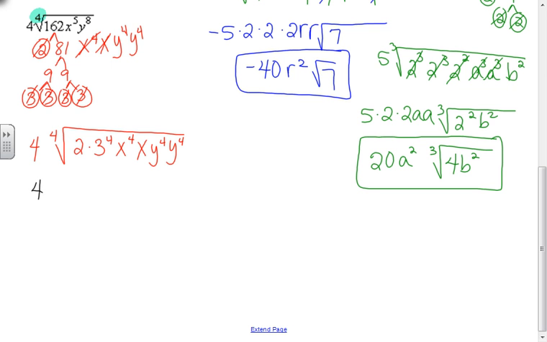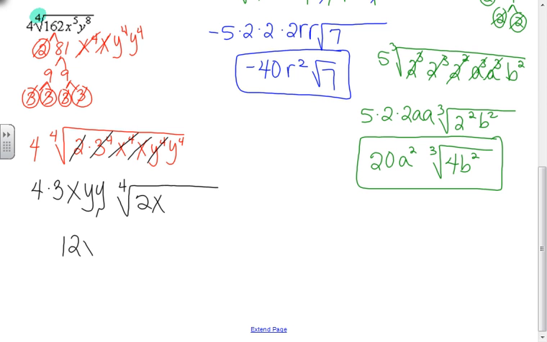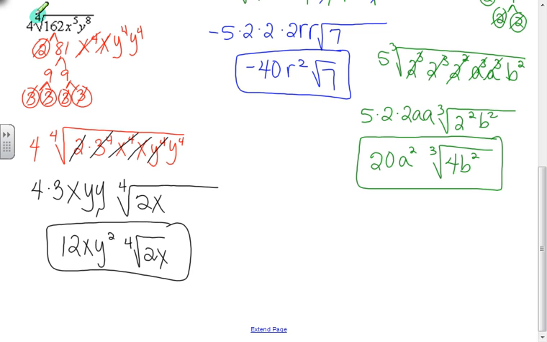So now I have 4 and my leftovers. Can I take the 4th root of 2? Nope, so that stays under the radical. The 4th root of 3 to the 4th is 3. The 4th root of x to the 4th is x. I can't take the 4th root of x. The 4th root of y to the 4th is y, and the 4th root of y to the 4th is y. So if I clean it up, I have 12xy squared times the 4th root of 2x. And that's how you simplify radicals exactly.